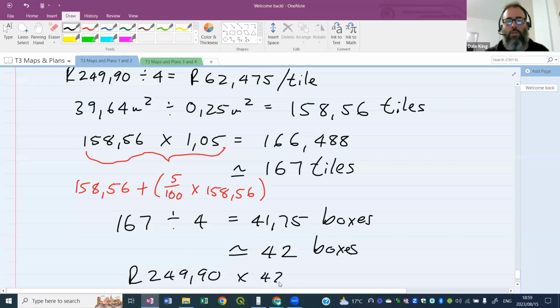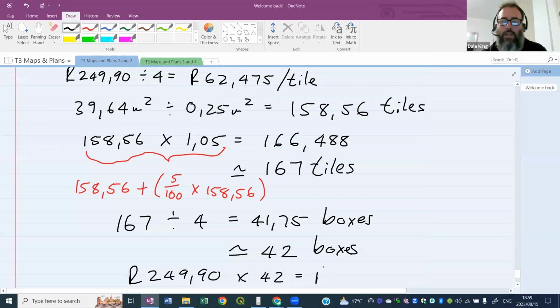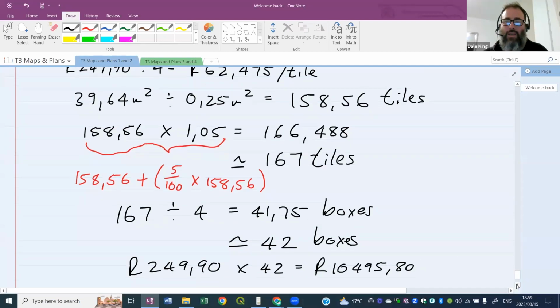So it's times 42. We need 42 boxes, and they're 249.90 each. That's 10,495 and 80 cents. We haven't rounded off until this point. We rounded off the boxes. Like Ben said, don't round off anywhere. Just keep your decimals. Otherwise, this answer at the end is going to be wrong. All right, so that's the tiles, but we still have labor.